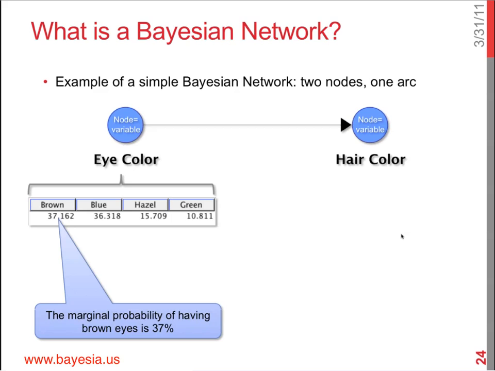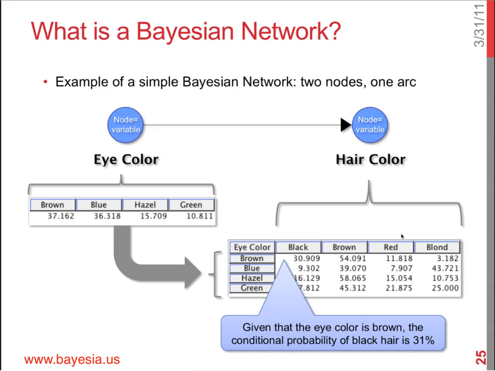Now, looking at hair color at the same time, we can also look at the marginal distribution of hair color, but more importantly is the conditional distribution. Given that I have a certain eye color, what is my probability of having a specific hair color? So one example would be, given that the eye color is brown, the conditional probability of black hair would be 31%. So you may say, well, what has this got to do with anything?